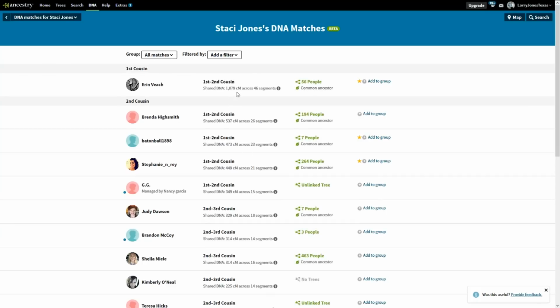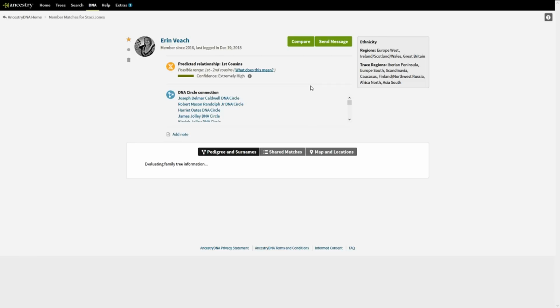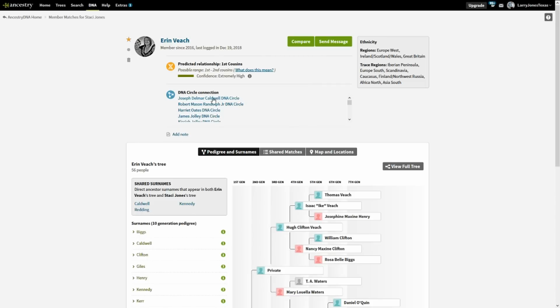So we've got a great starting point here. Remember, I had a 1606 aunt. She's got a 1079 first or second cousin. That's not a second cousin. Come on, Ancestry, not that. Okay, so this is going to be a first cousin or closer, and we're going to look at this tree. We're going to ignore the common ancestor and all these DNA circles. We're just going to look at the tree.